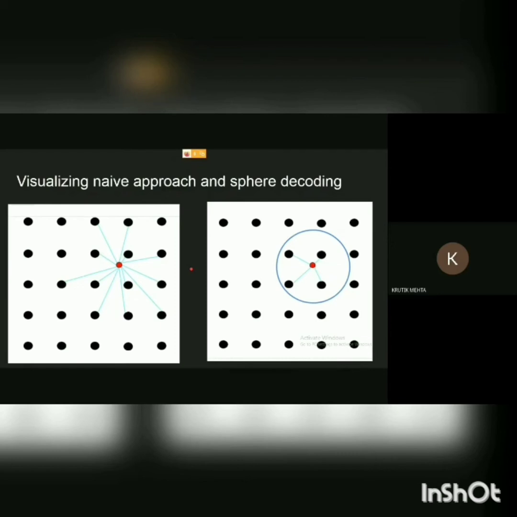Another better way of doing this is to assume a circle around the received vector. If we somehow find all the points inside this circle, then we just have to find the distance of the received vector from these 4 points. It will reduce the time complexity by a large amount. The sphere decoding algorithm uses the same approach. But the main question here is, how do we find all the points inside this circle?